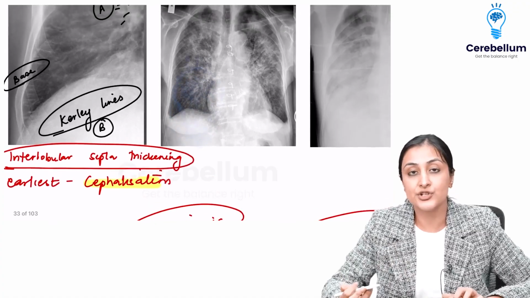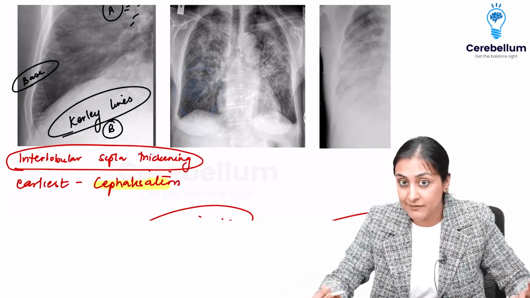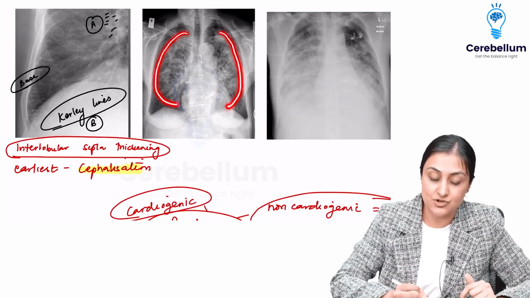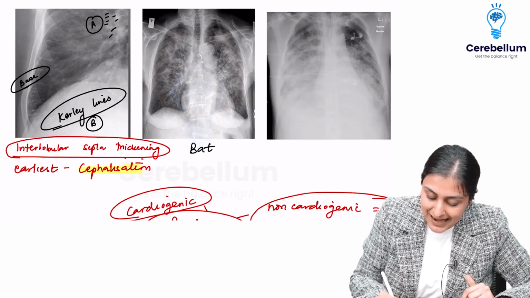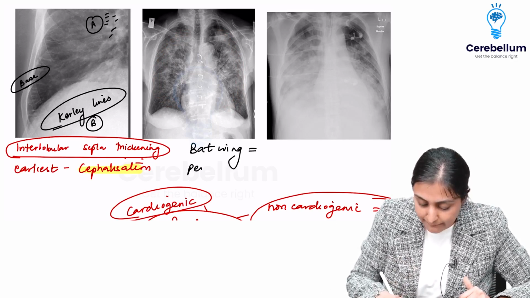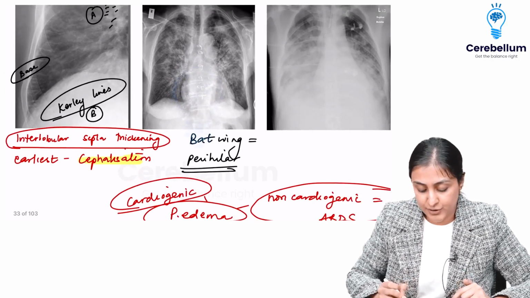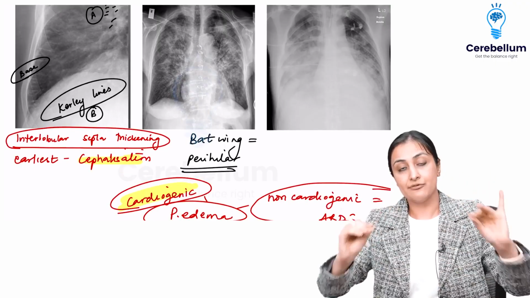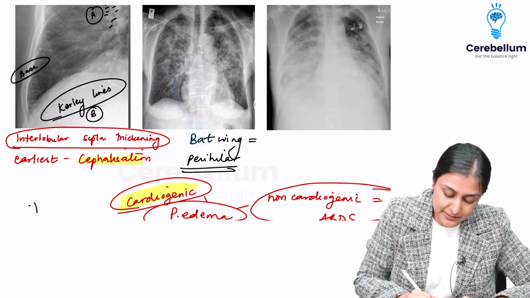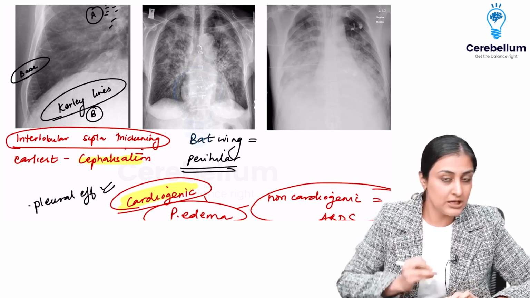As the pressure further increases, now the fluid from the pulmonary veins goes into the alveoli and you start to have consolidations, and they are going to be central. This is what we call bat-wing consolidation, or perihilar consolidation. So these are the findings of cardiogenic pulmonary edema. Cephalization, Kerley lines, perihilar consolidation. Can there be associated pleural effusion? Yes, we can have transudative pleural effusion.